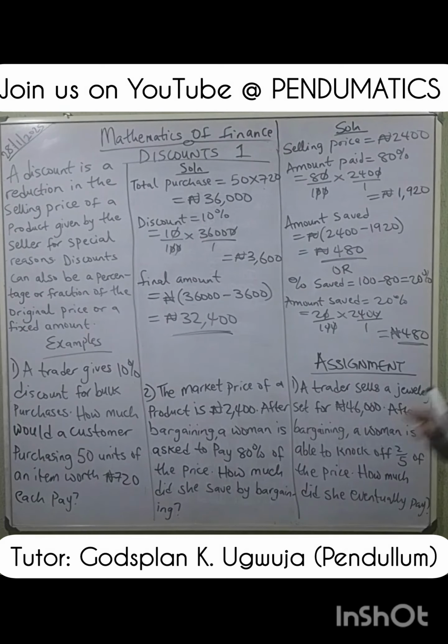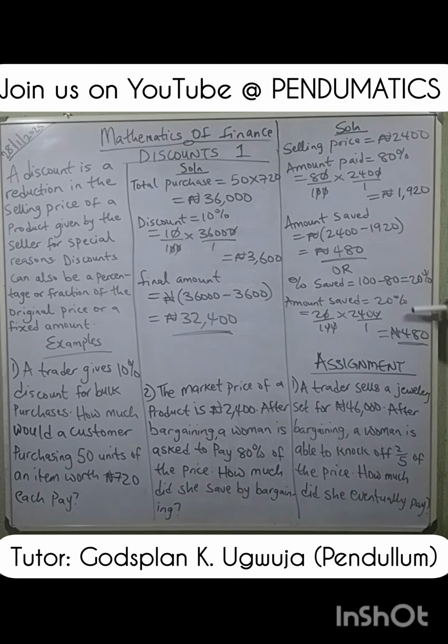Now the only thing you have to do here: she's able to save 2 over 5 of the price. You can convert this to percentage by multiplying this by 100. 2 over 5 times 100 will give you the percentage. Then you know the percentage she saved. Then if you take that percent of this, you now know the amount she saved. Then subtract that amount from the total amount, you know how much she paid. It's as simple as that.